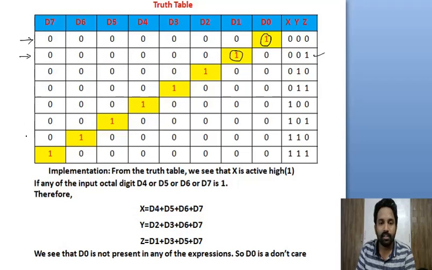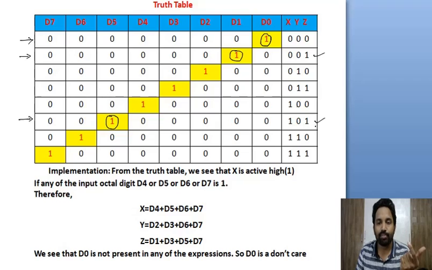For example, observe this particular row, only one input is activated at a given time. So that means only D5 is activated. For this D5, the binary code is nothing but 101, right? So this is the output.